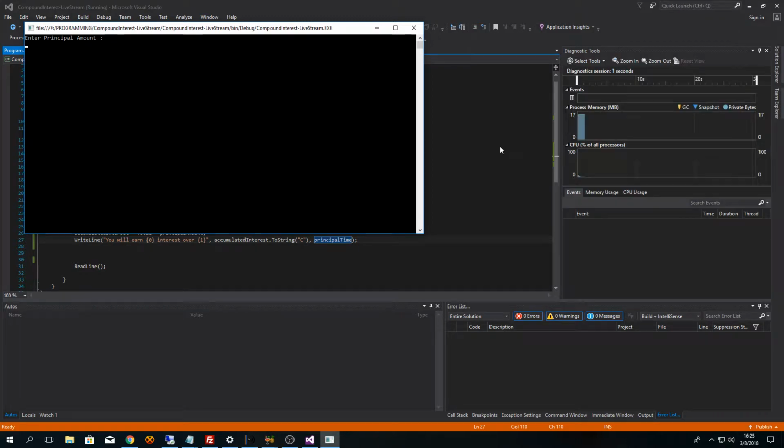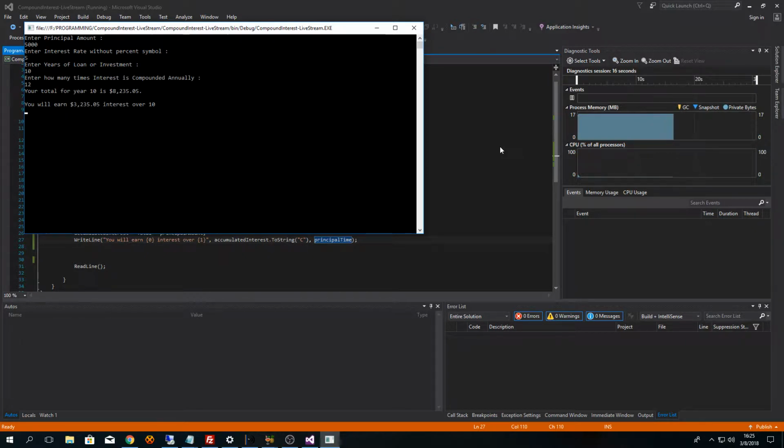Let's go ahead again. Principal amount is $5,000. Enter. Interest rate is going to be 5%. Years of loan investment will be 10 years. And it's compounded 12 times a year. So your total is $8,235.05, and you'll earn $3,235.05 in interest over 10 years.